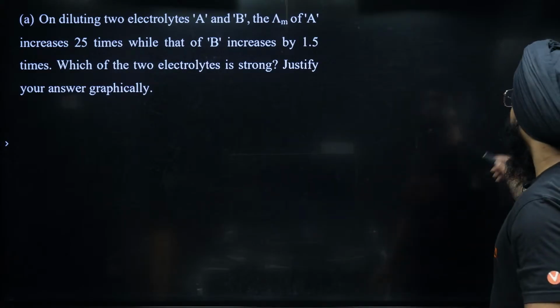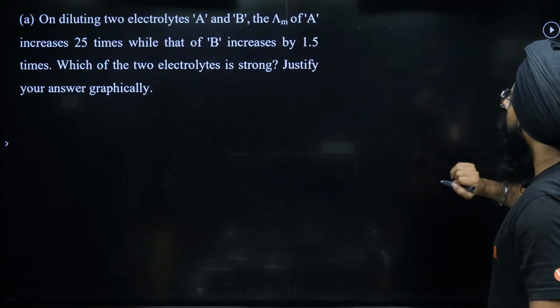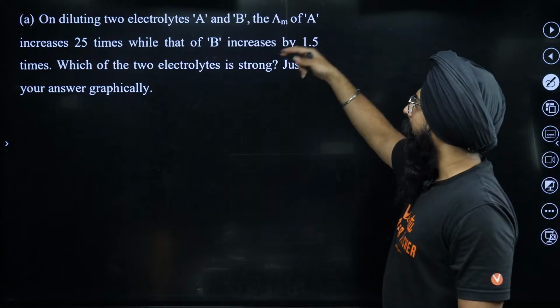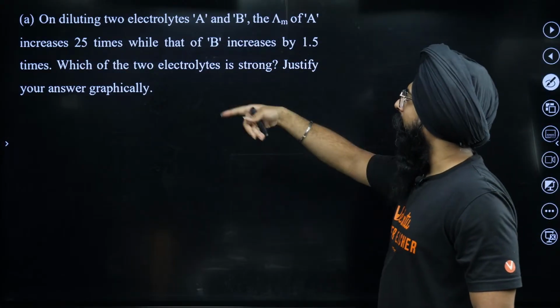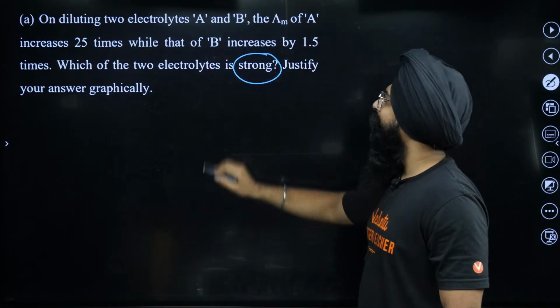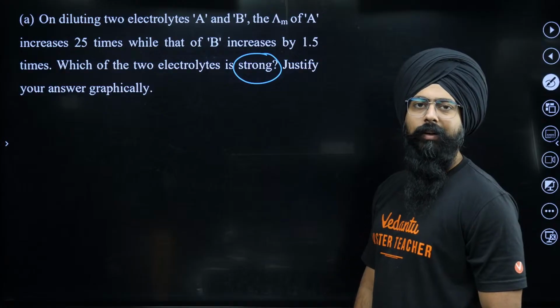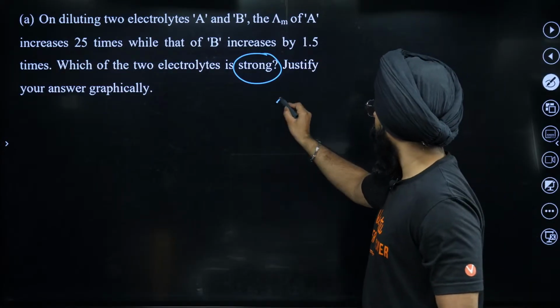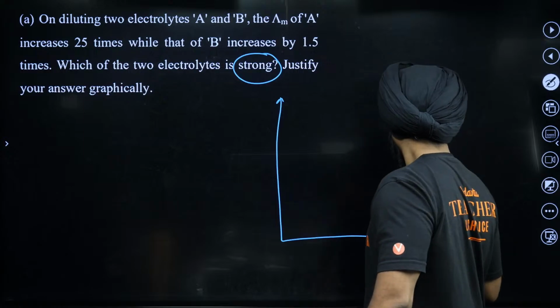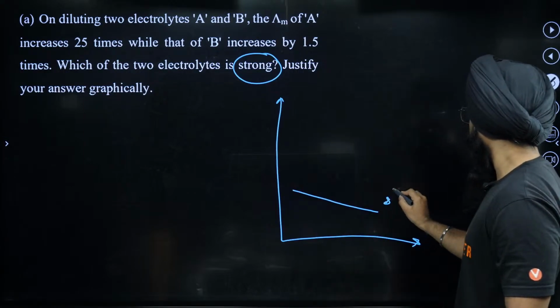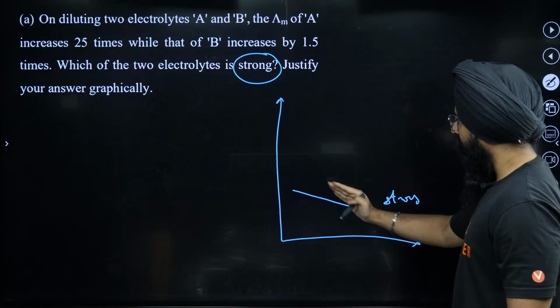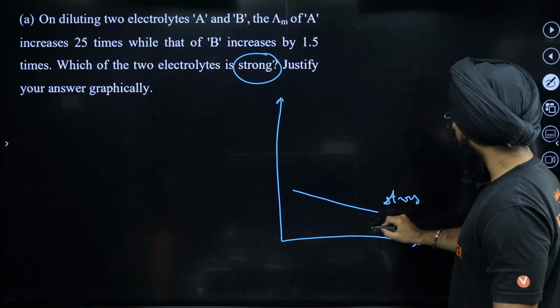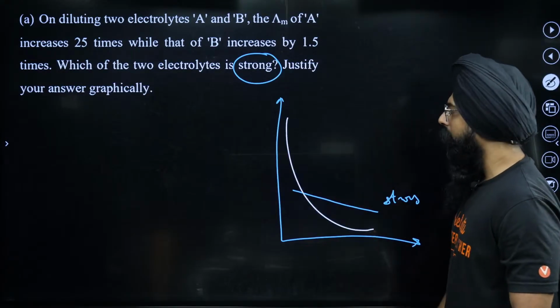On diluting two electrolytes A and B, the lambda molar of A increases 25 times, B increases only 5 times. Which of the two electrolytes is strong? Can you tell? When we dilute, this is your strong electrolyte. The variation is very less. But what happens to weak electrolyte? Weak electrolyte changes suddenly.